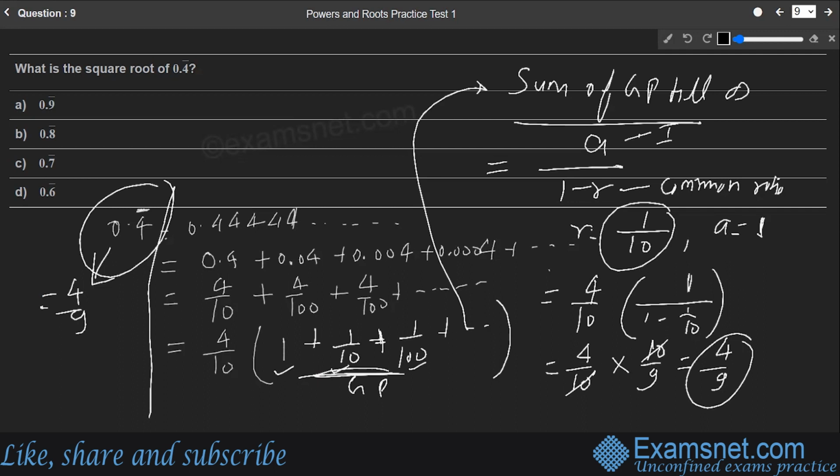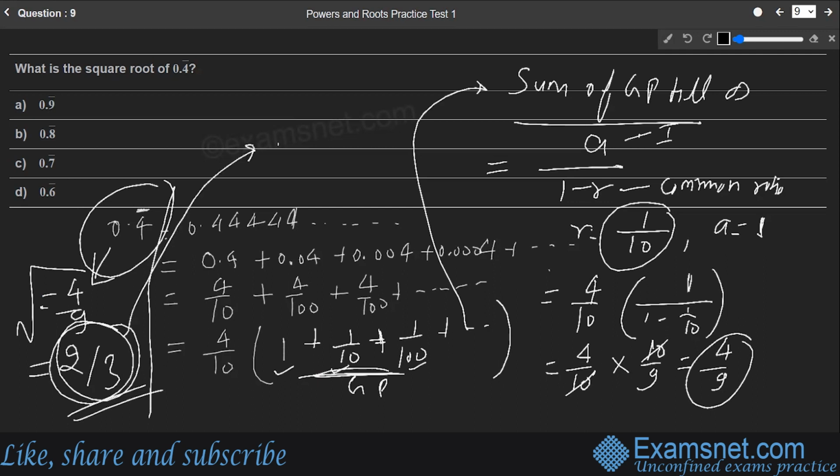And we are supposed to find the square root of this. So the square root of 4 by 9 is nothing but 2 by 3. That is the final answer, 2 by 3. And 2 by 3 is nothing but 0.6 bar. If you divide 2 by 3, you will keep getting 0.666666, which can be understood as 0.6 bar, and this 0.6 bar is available in option D, which becomes the right answer.